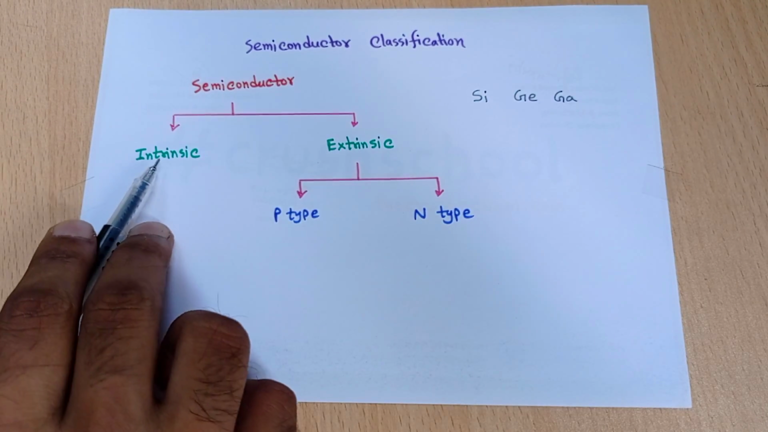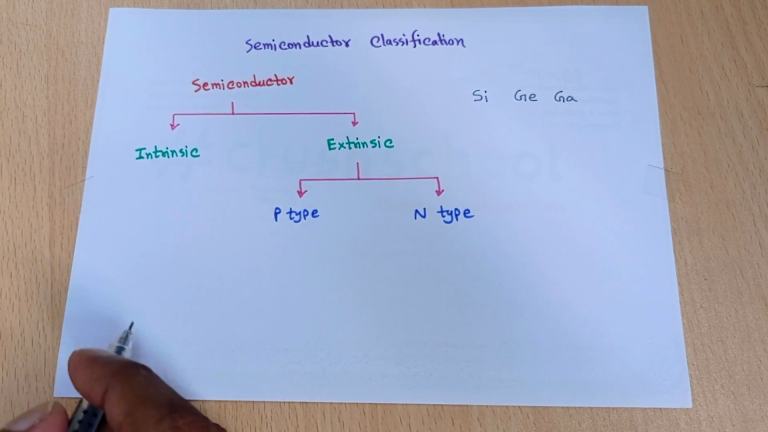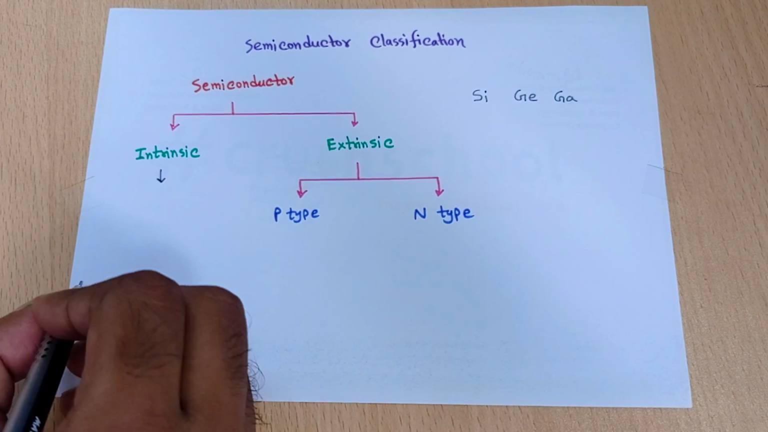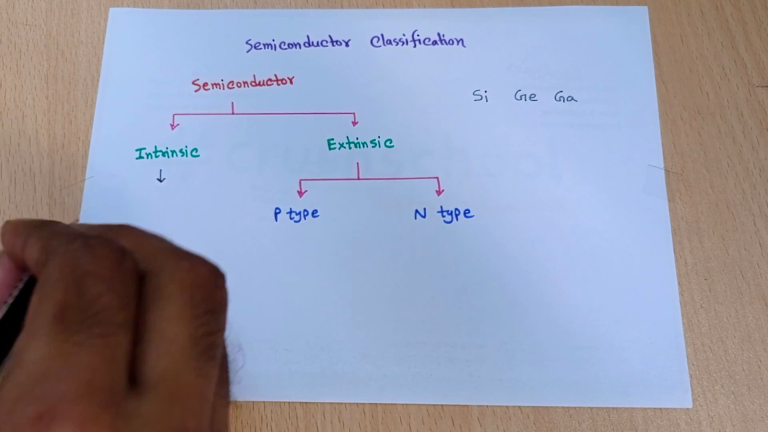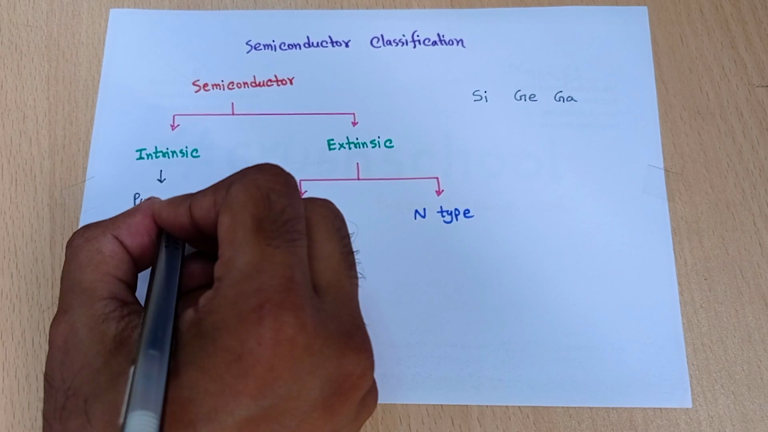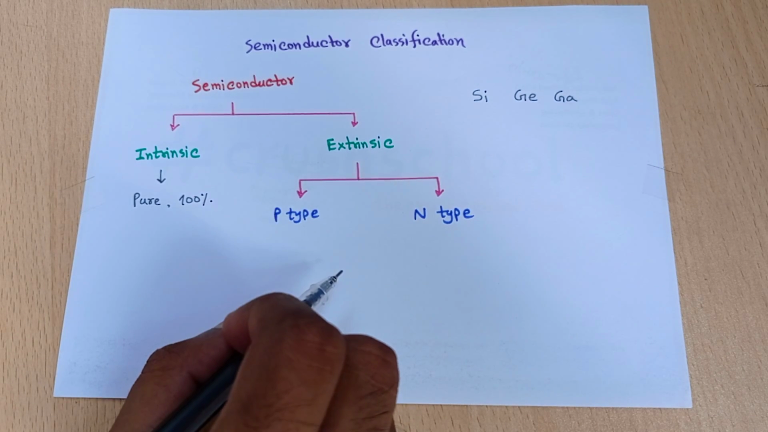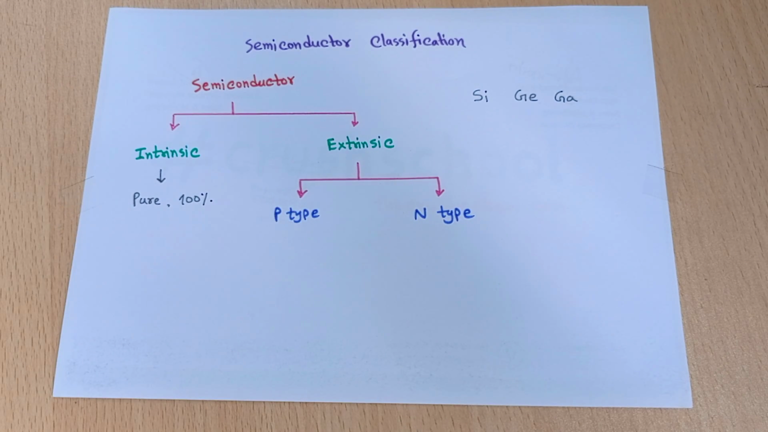So now, what is an intrinsic semiconductor? When we are using only 100% pure semiconductor as an electronics material, this is called an intrinsic semiconductor. In an intrinsic semiconductor, no impurity is added; only the pure semiconductor is used. But when we use some impure material for our good working purpose, this is called an extrinsic semiconductor.